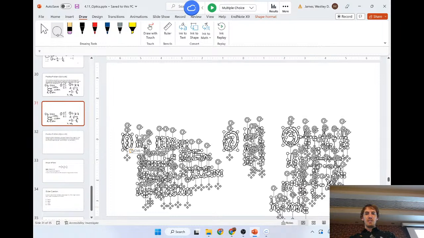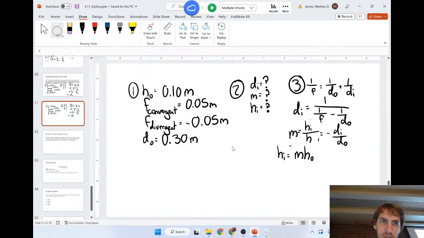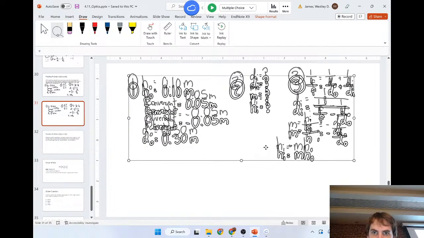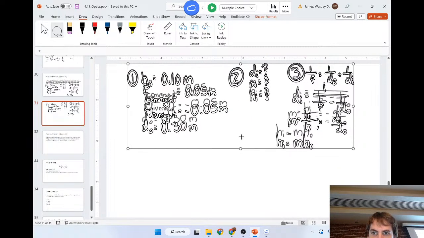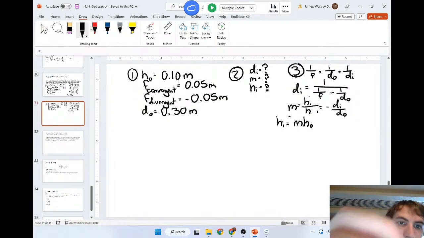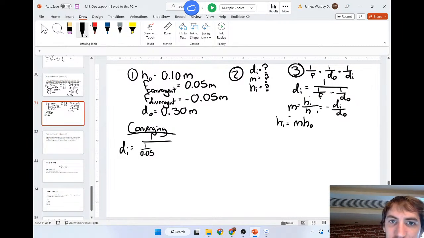So when I'm doing my answers here, we'll do the convergent case first. And let's give myself a little bit more room. We'll do the convergent case on the left, do all the number crunching there, then we'll do the divergent case on the right. Fingers crossed I can fit it all on this one slide. Converging. So converging, the distance to the image is going to equal 1 over 0.05 minus 1 over 0.3.